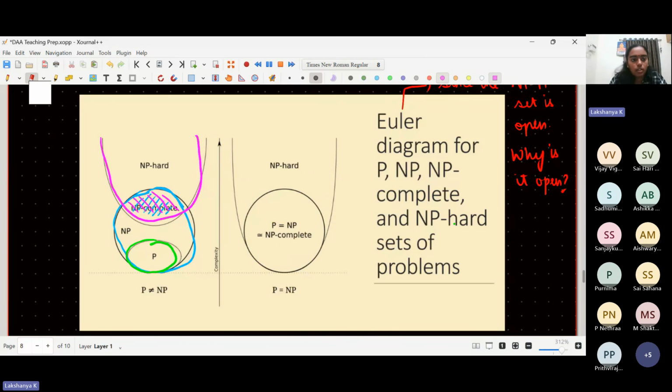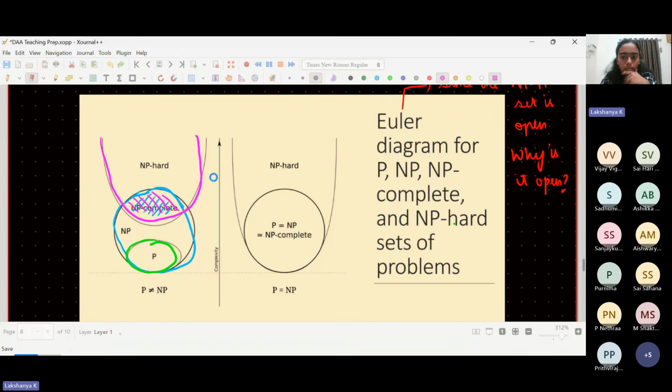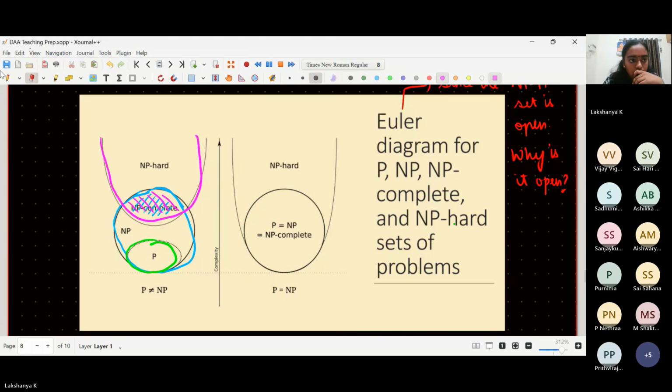Right. So, is this diagram clear so far? Are you guys okay with these concepts to some extent? So the NP complete aren't solved yet, right? Yeah, most of them are not solved.